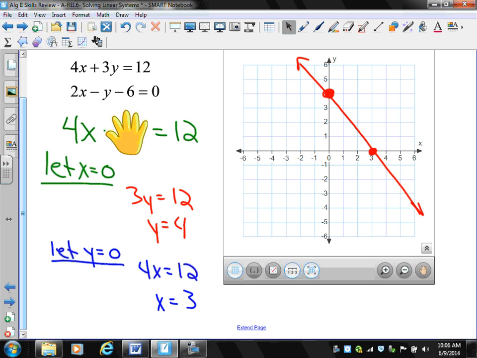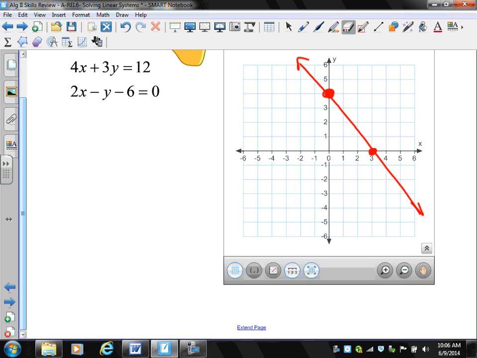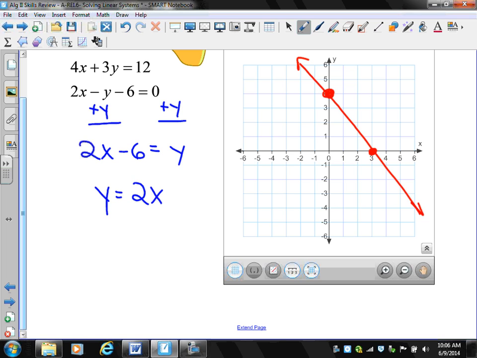For my second one, my 2x minus y minus 6 equals 0, you might be a little more comfortable with getting that into slope-intercept form. I'm going to get y by itself, which I'm just going to get y over to the right side. And I get 2x minus 6 equals y, or I can write it in the nicer way, which is put the y first. Y equals 2x minus 6. So I can graph my y-intercept, which is right here at negative 6. There's my y-intercept. So I'm going to put 0, negative 6 on the graph, and then my slope is 2, right?